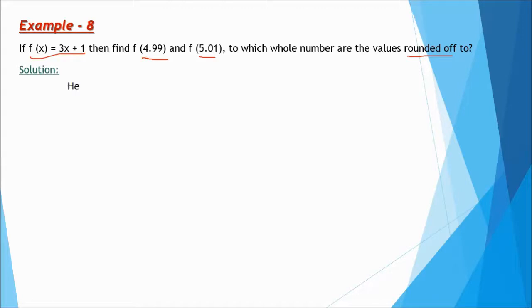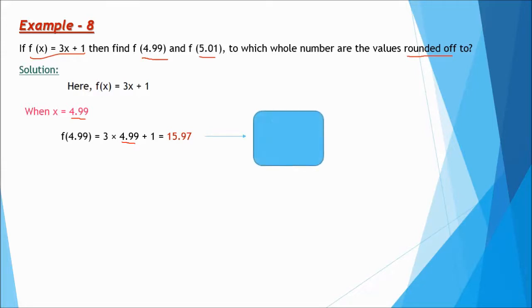Now here f(x) is equal to 3x plus 1 when x is equal to 4.99. f(4.99) is equal to 3 into 4.99. Now as 4.99 is the input value, it takes the position of the input variable. Now that is 15.97, and the rounded whole number is 16. Now if we round this off, its value will be 16. We can easily round it off to the nearest whole number.